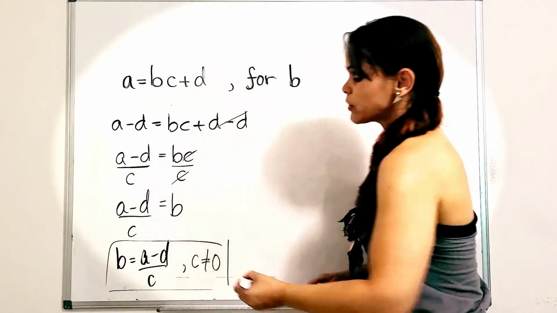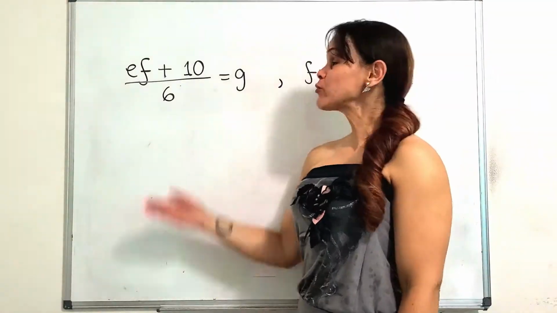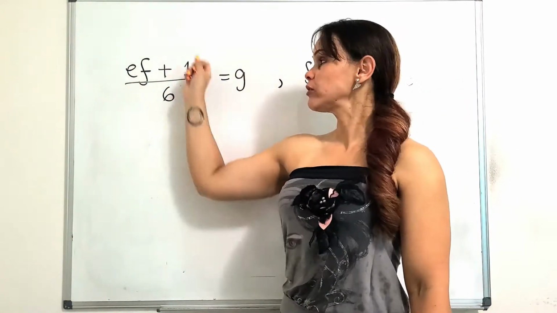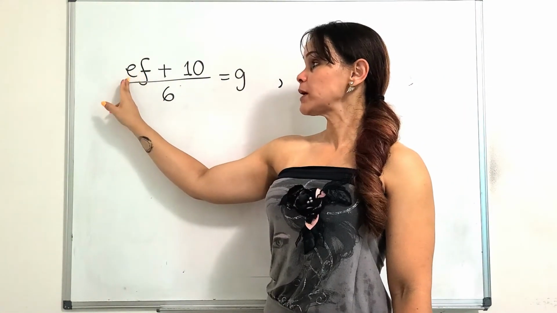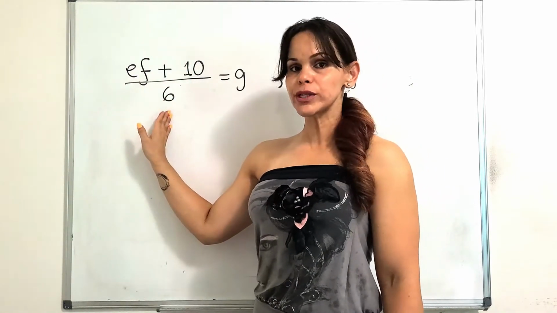And here we have this equation solved for b. Now in this equation, we would like to solve for f. So we analyze the whole equation. We have here on the left side that f is multiplied by e plus 10, and the whole thing is divided by 6. So we should begin with the 6.